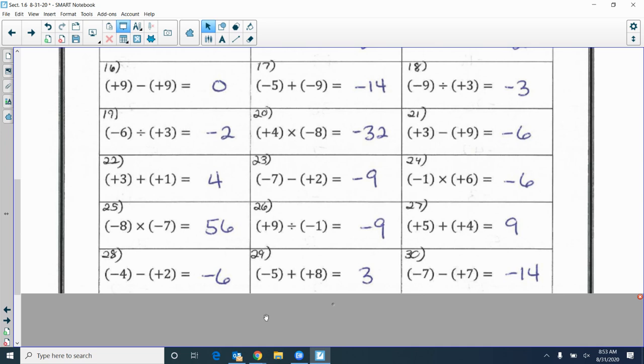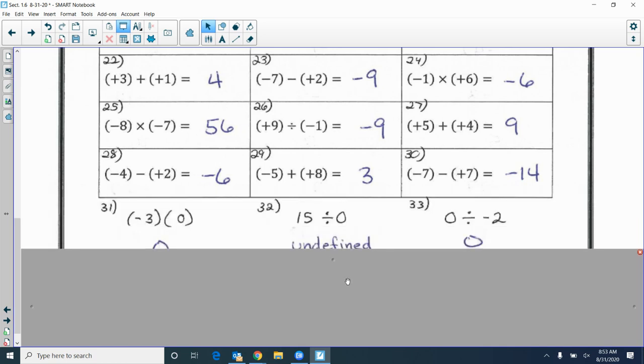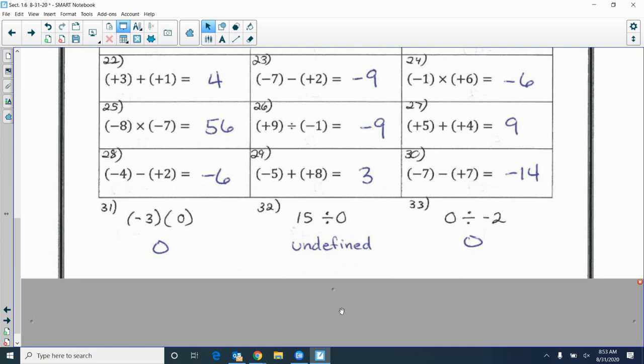23, negative 9. 24, negative 6. 25, 56. 26, negative 9. 27, positive 9. 28, negative 6. 29, 3. And number 30 is negative 14. And we already did the bottom 3. Any questions about any of those? Sophomores with last names beginning with Q. Quiz tomorrow is going to look awfully similar to this, as well as what we're about to do today.